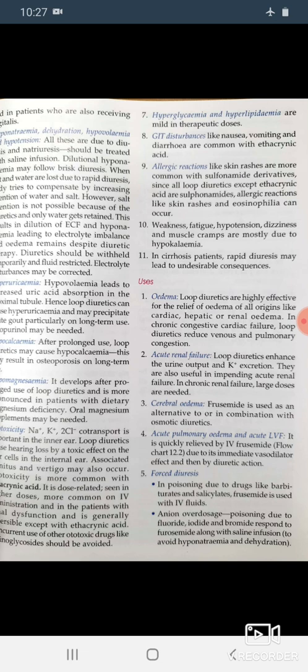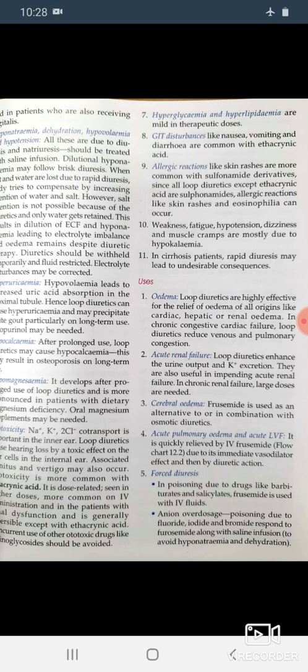Allergic reactions like skin rashes are more common with sulfonamide derivatives. Since all loop diuretics except ethacrynic acid are sulfonamides, they also produce allergic reactions. Always when there is a sulfonamide structure in any drug, it can cause allergic reaction. So all the loop diuretics are also sulfonamide derivatives, and that's why they also produce allergic reactions. And which type of allergic reactions? Skin rashes and eosinophilia, that is, the level of eosinophils increases.